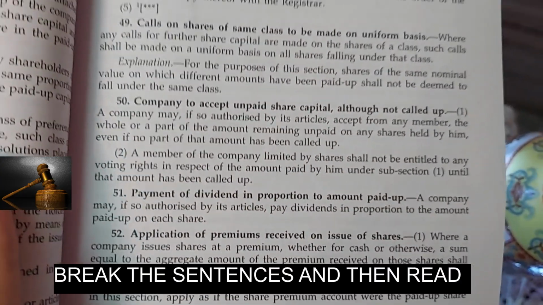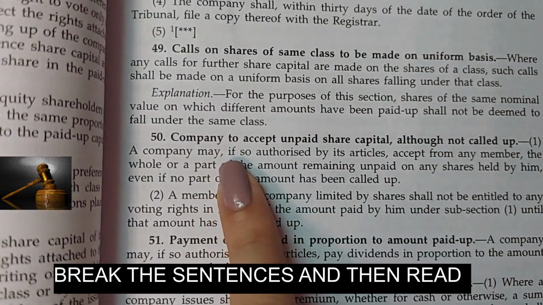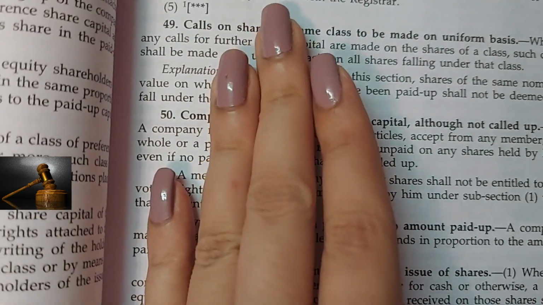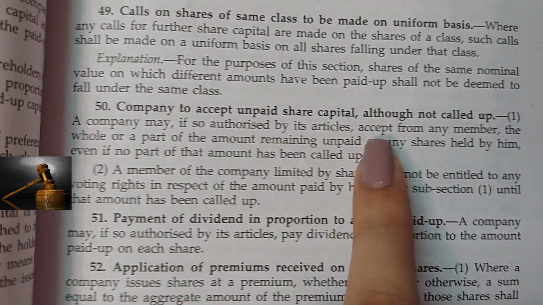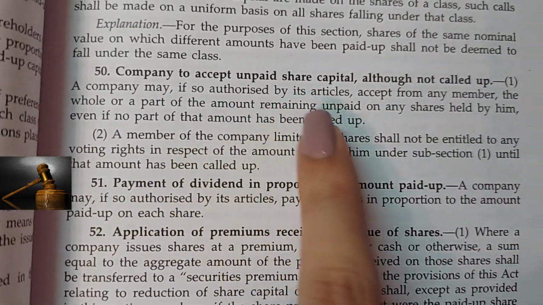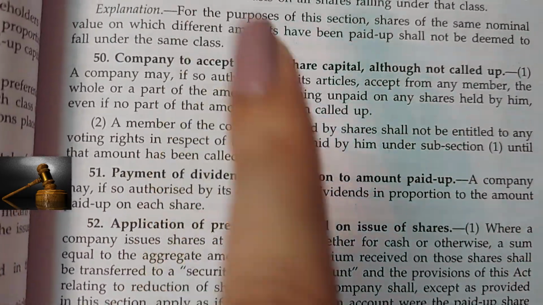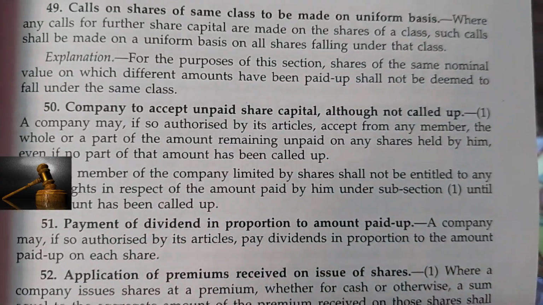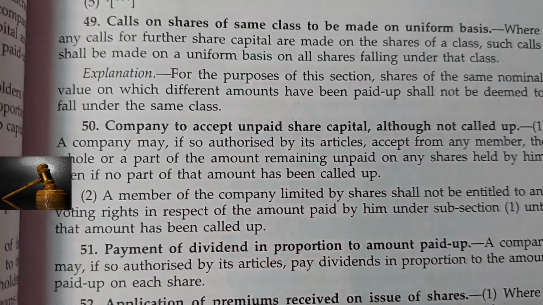Now, as I'm telling you to break the sentences and then read, and especially read the commas carefully. For example, this section number 50, if we read, a company may, stop. Right, as you can see the comma, if so authorized by its articles, stop. Accept from any member, again stop. The whole or a part of the amount remaining unpaid on any shares held by him, stop, even if no part of that amount has been paid. So make the breaks. Now especially I would tell you that almost in all sections you will come across these commas. So stop at commas and start interpreting.